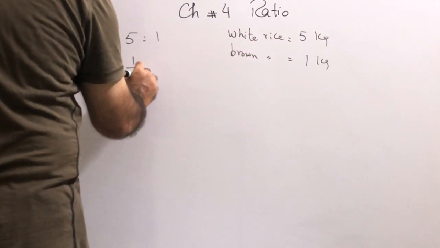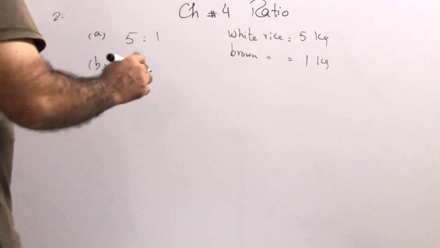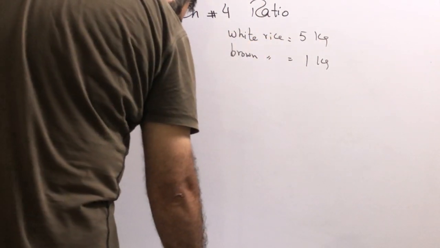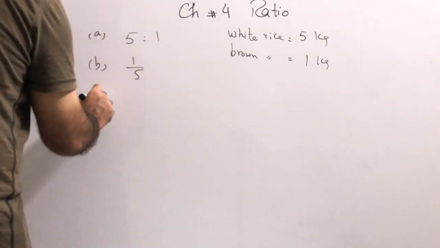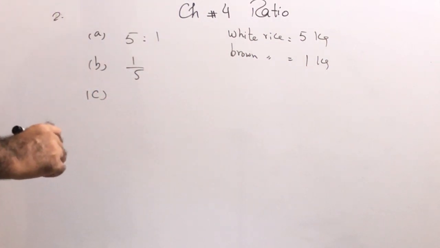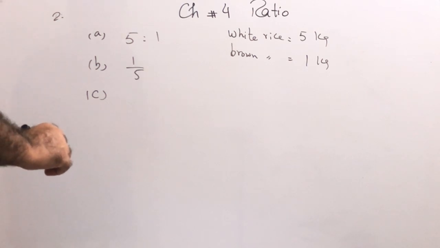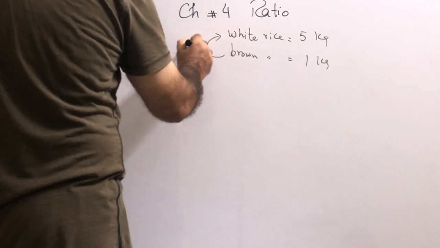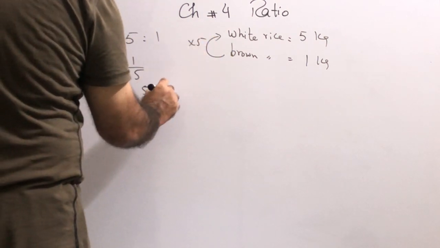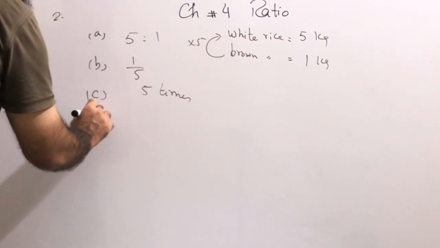Then number B, the mass of brown rice is dash over dash of white rice. Brown over the mass of white rice. The mass of brown rice to this is 1/5. Point C, the mass of the white rice Mrs. Ali bought is dash times the mass of the brown rice. This is how many times? Multiply by 5. So 5 times. White rice is 5 times the brown rice.